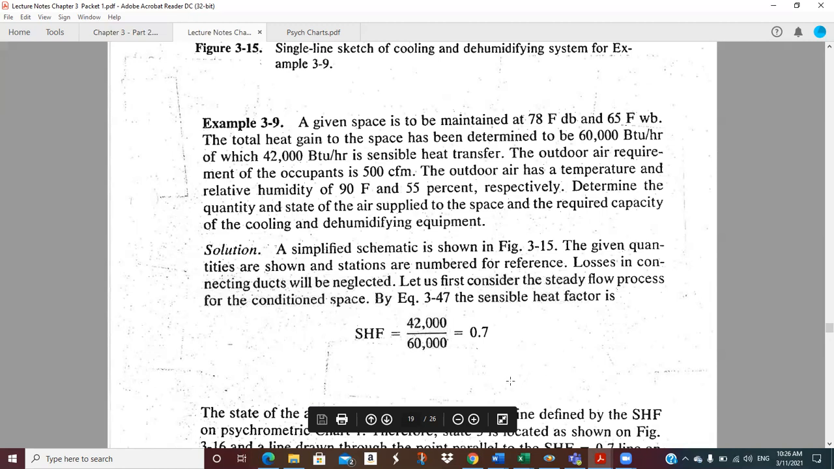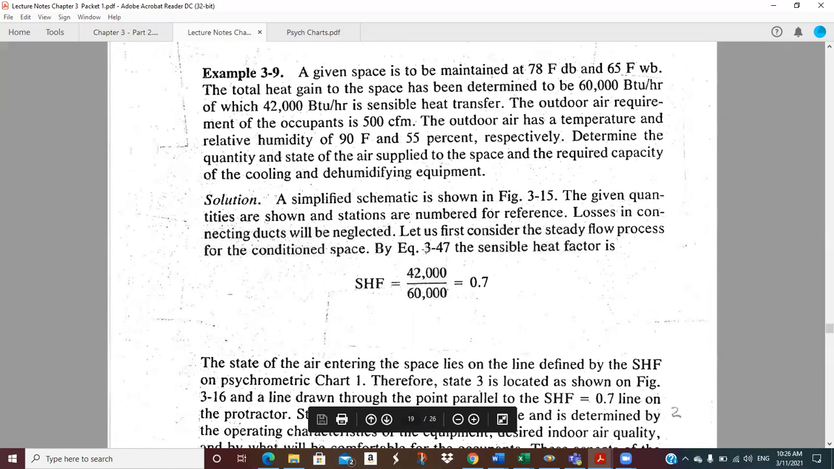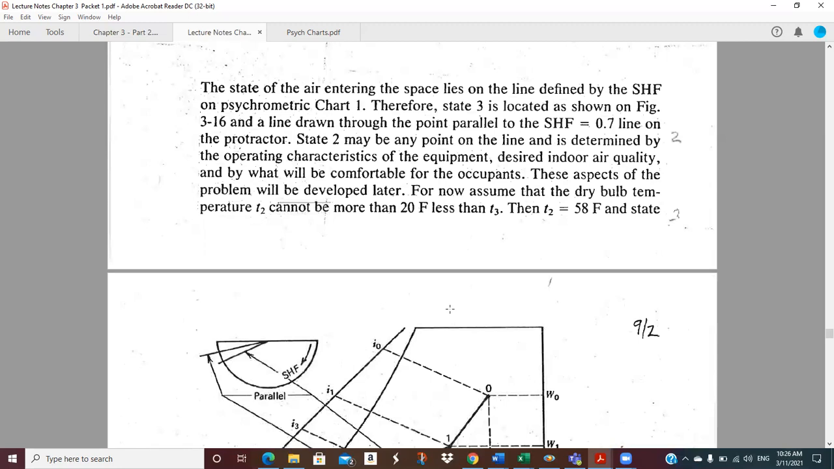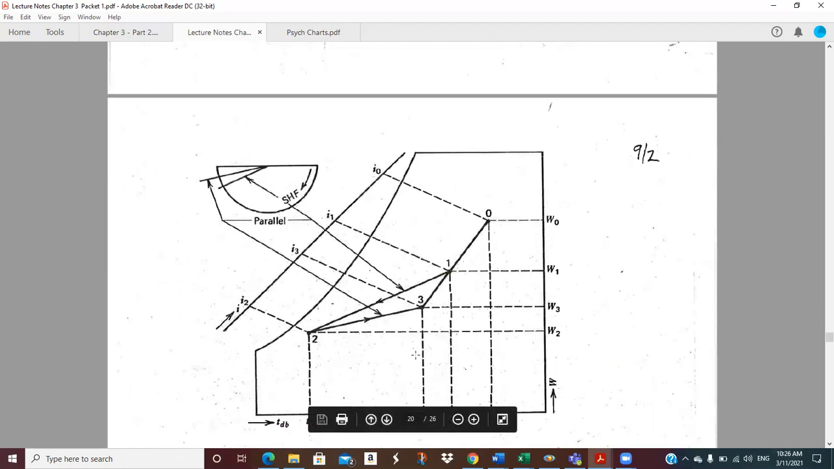Determine the quantity and state of the air supplied to the space and the required capacity of the heating and dehumidifying equipment. Okay. So, first thing we're going to do when you get these loads is calculate your sensible heat factor. And like we said, that's 0.7. So in the order that you would do it, you would come in from state three and draw this line at that slope of 0.7, and you can draw it as far as you want to.